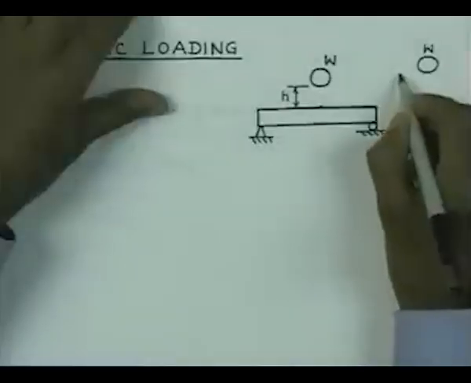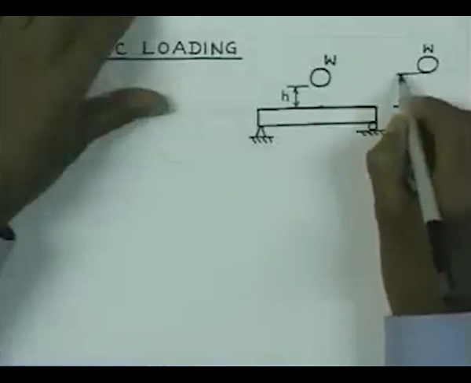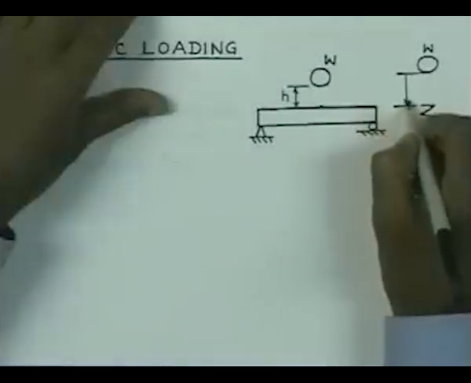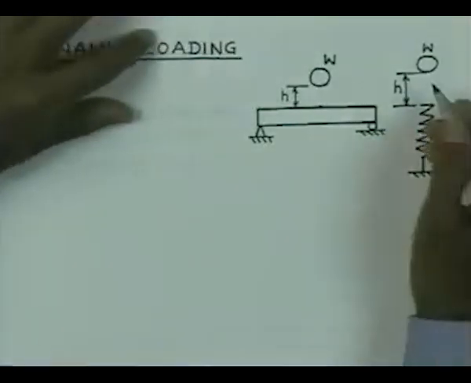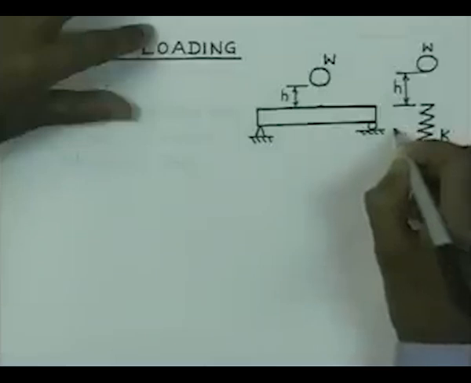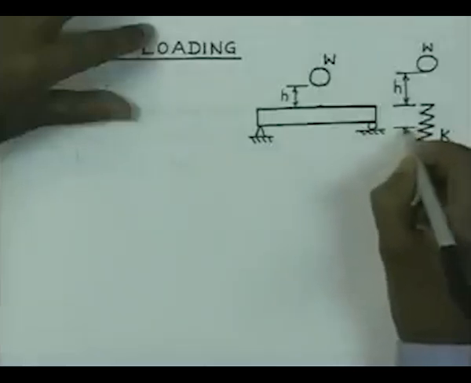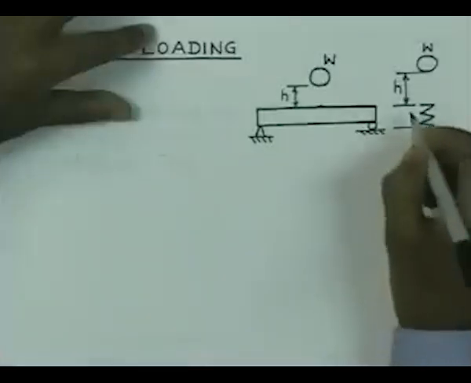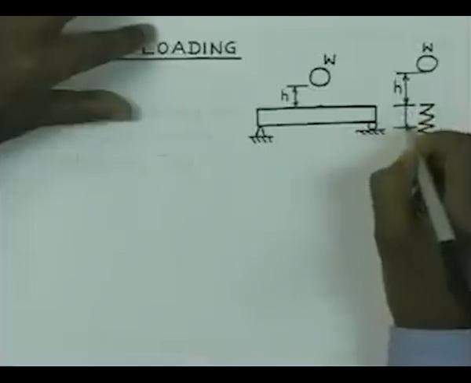Now, the calculation of the load in the two cases can be done in a similar way. So, let us consider the simple case of a spring which is loaded by dropping a weight W from a height h. Let us consider that under the action of this loading, the maximum descent of the weight, after its velocity becomes 0, is equal to delta.